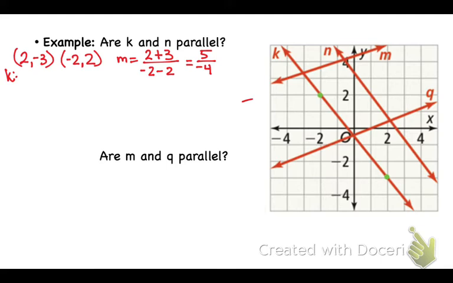So we need 2 good points on N. 1, 2. Did you hear me? Yeah, I put it on 1, 2. Do you see the dot? And then 0, 1. We could do 4, -2. Does 4, -2 work? Yep. Okay.